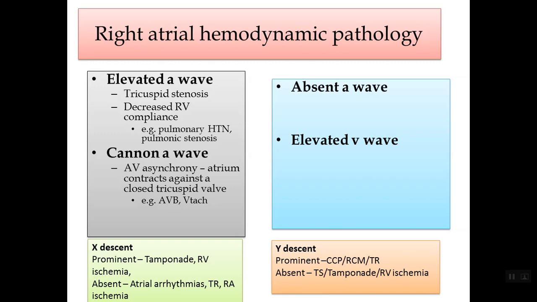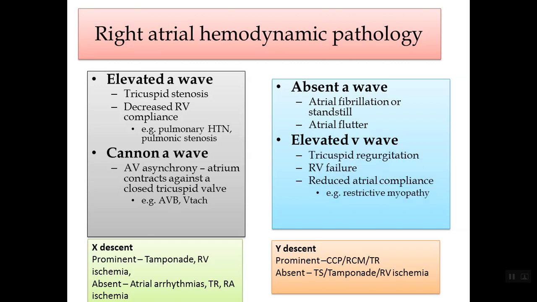Absent A wave: atrial fibrillation, atrial standstill, or atrial flutter. Elevated V wave: tricuspid regurge, RV failure, reduced atrial compliance like restrictive myopathy and so on. But mainly tricuspid regurge. And of course, right ventricular failure means that the ventricle is dilated, the annulus of the tricuspid valve is dilated, and you have tricuspid regurge.